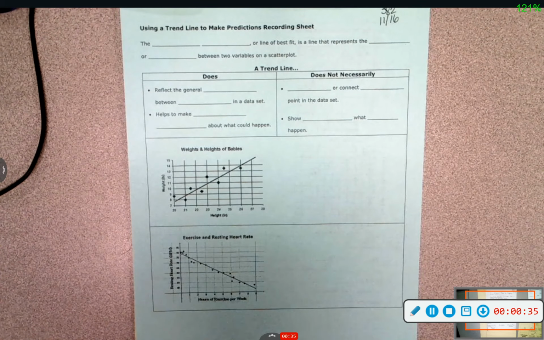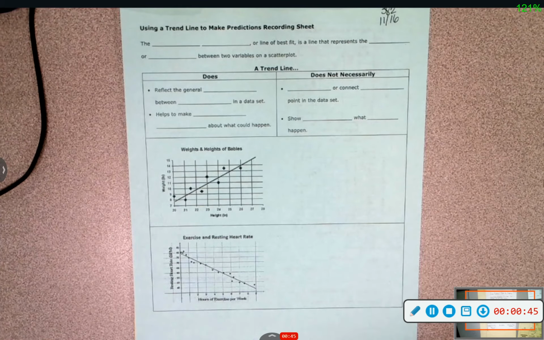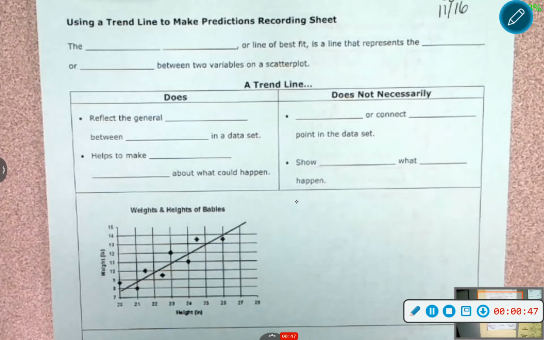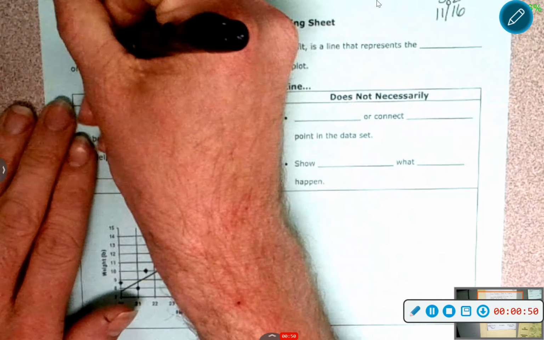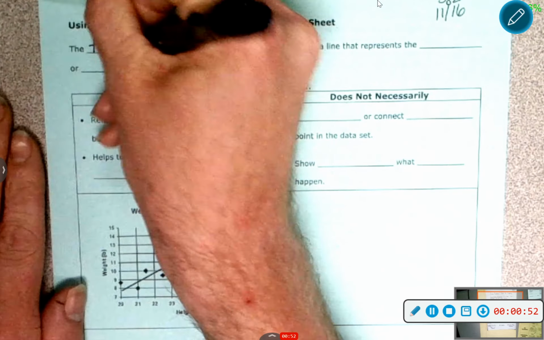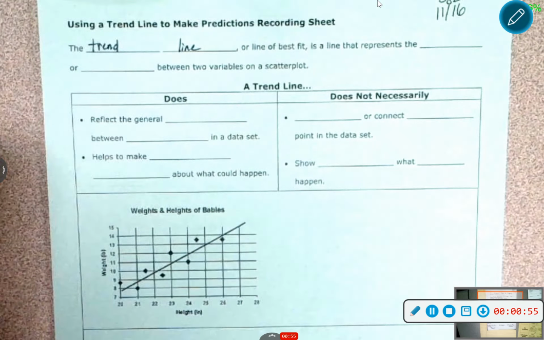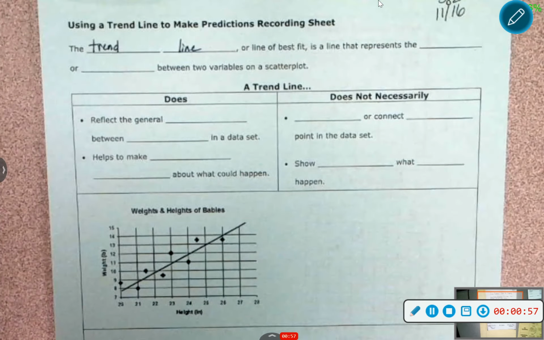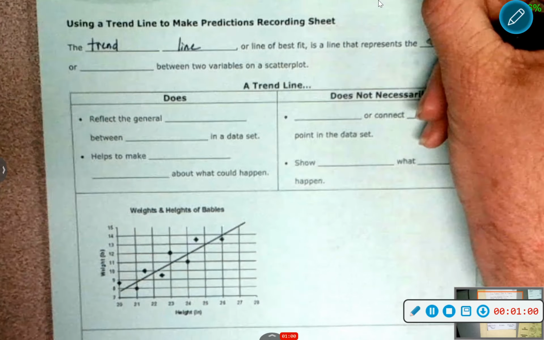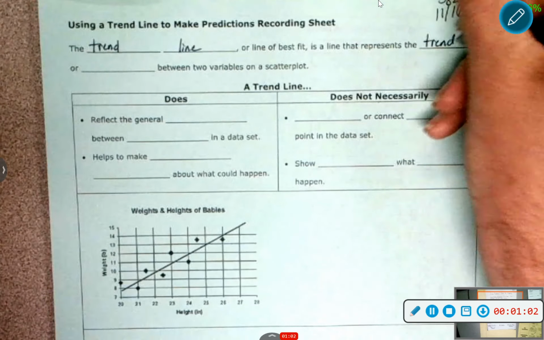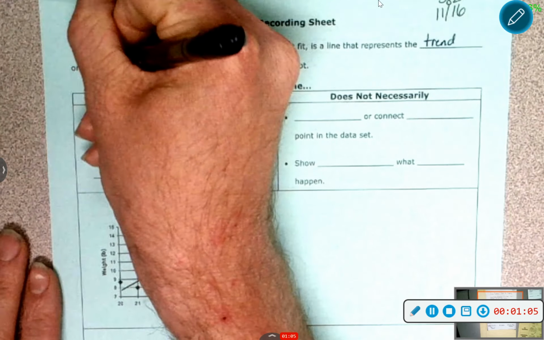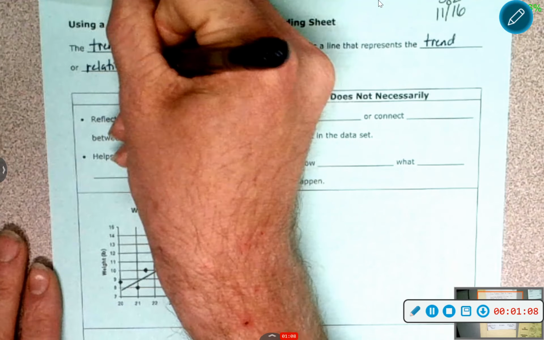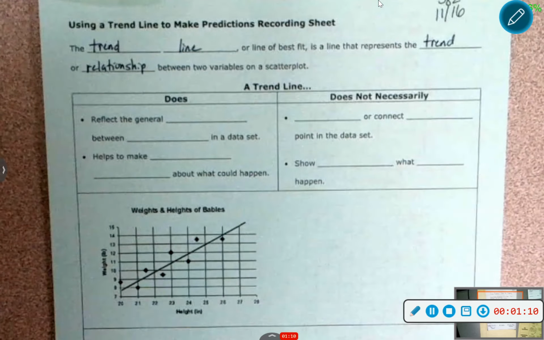Today, we're going to talk about how we can look at data to make predictions based on the scatter plot and the trends that we can see in the data. So to introduce this, we're going to start by talking about trend lines. So the trend line, or line of best fit, is just a line that represents the trend or relationship between two variables on a scatter plot.